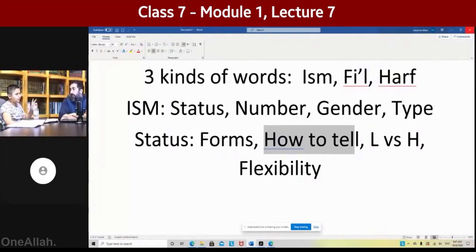So it's always rafa if it's independent. What are the independent pronouns? Huwa, huma, hum, hiya, huma, hunna, anta, antuma, antum, anti, antuma, antunna, ana, nahnu. Those are the independent, and they are always what status? Rafa. Good. So how are they ever nasab or jar? If you attach it to something. Right. Then you have to use the attached version.